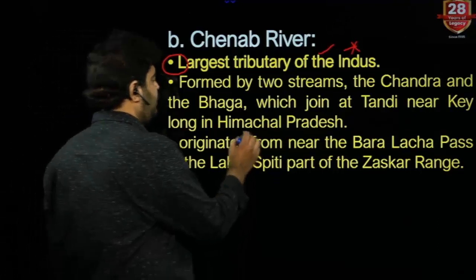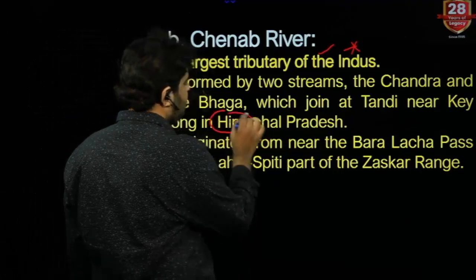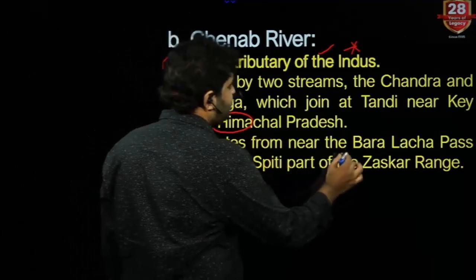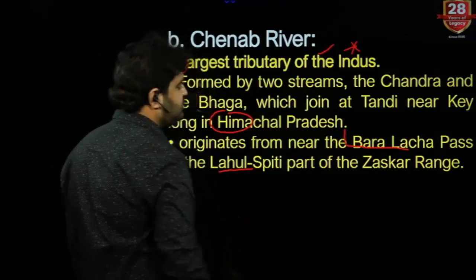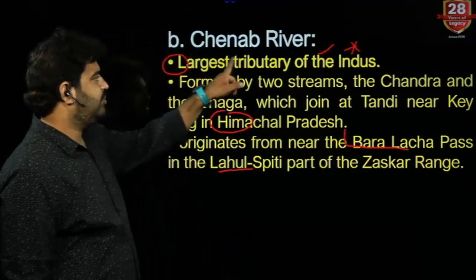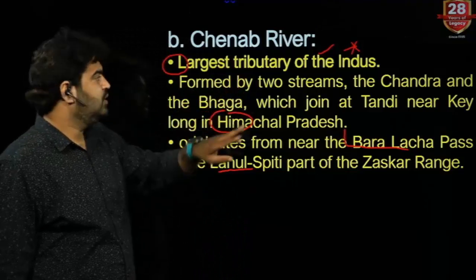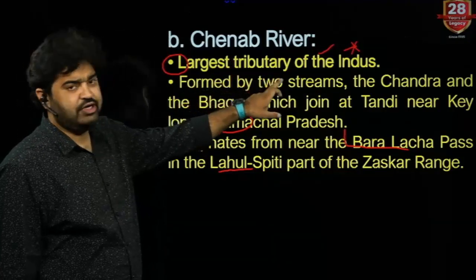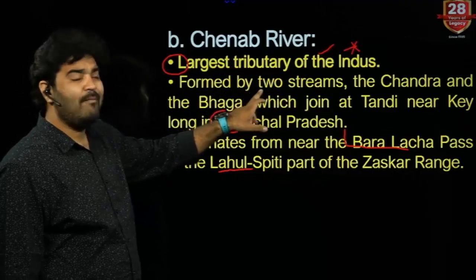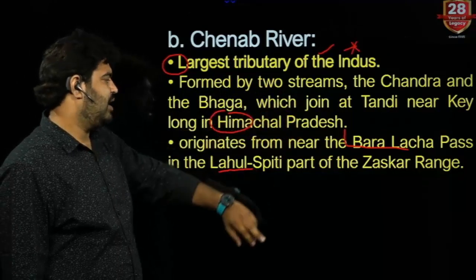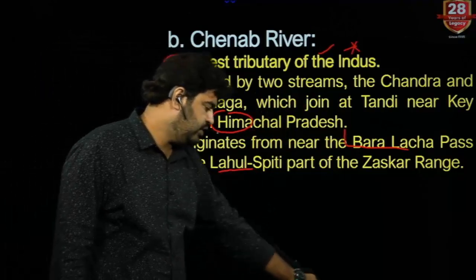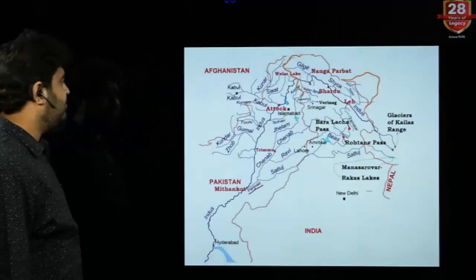The river originates from Bara Lacha Pass. So it is in the Himachal Pradesh region, Zaskar region. So for Chenab, we have to remember 3 points. 1, it is the largest tributary of Indus. 2, it is formed after the merging of Chandra and Bhaga. Third one is where it originates. These 3 are very, very important.